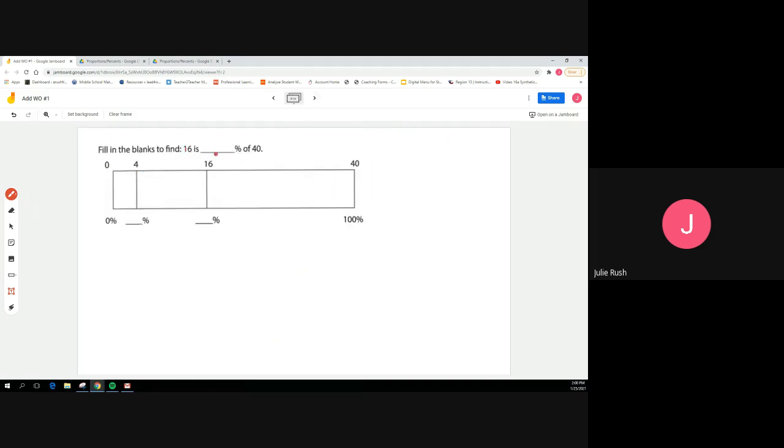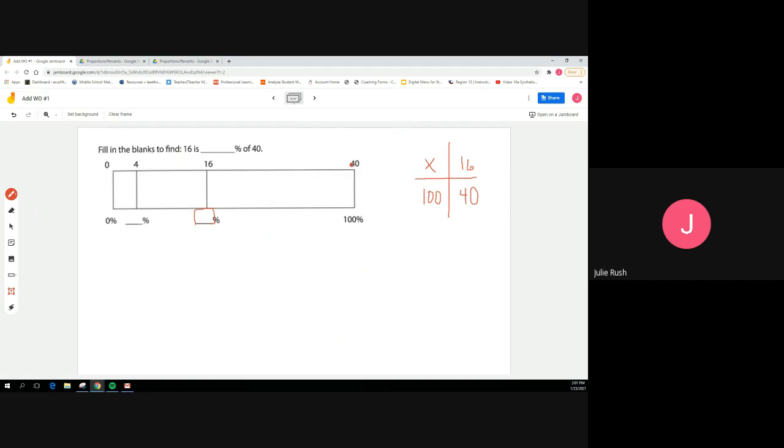Again, this is an is over of problem. So I want you to set up. So our x is here, 100 here. 16 is, and the of is 40. So here is our proportion that we are solving, and we're going to use the strip diagram to do this. So our answer is going to occur right here underneath and line up with the 16, because we are looking to see what percent is 16 out of 40.